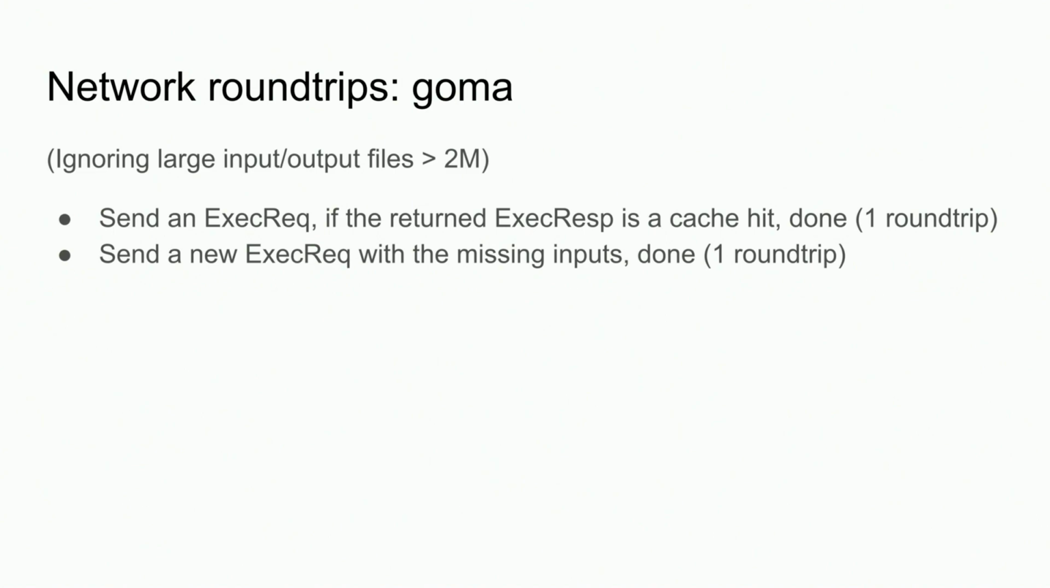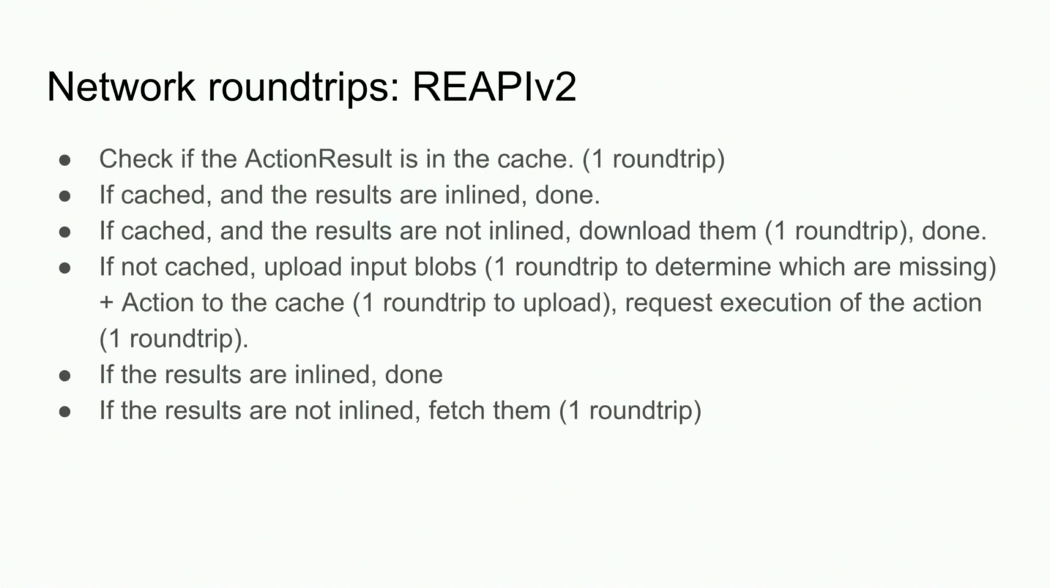In terms of Goma, there's basically a single round trip for a cache hit. On the REAPI side, you basically have to check a whole bunch of things. Even in the case of a cache hit, you need to check if the results are inlined, and they're not allowed to be inlined unless the client requested it in the first place, which is fine, but I think the default should probably be flipped.